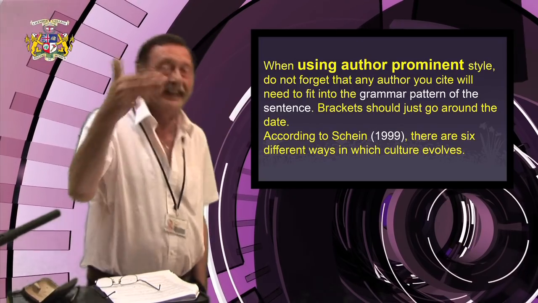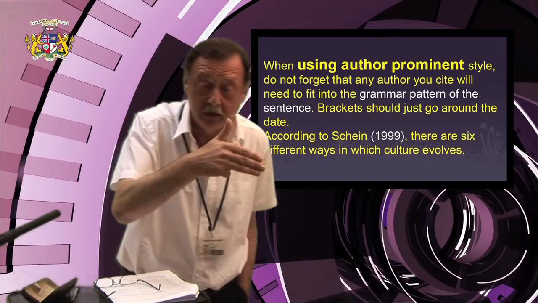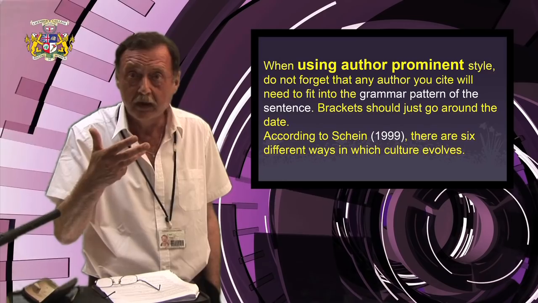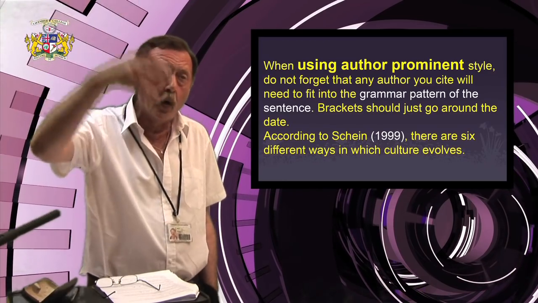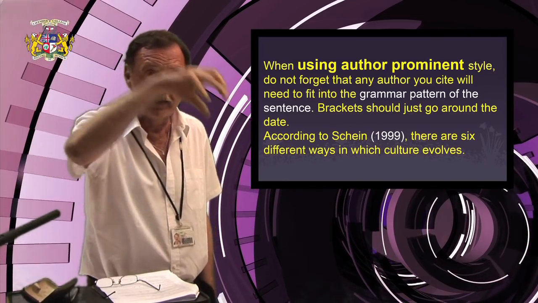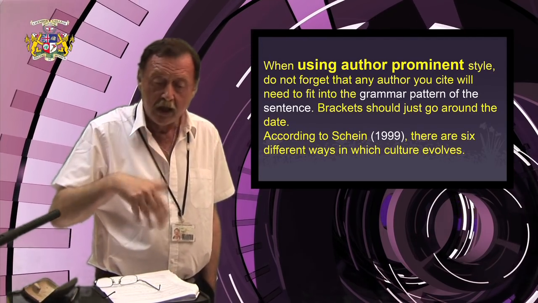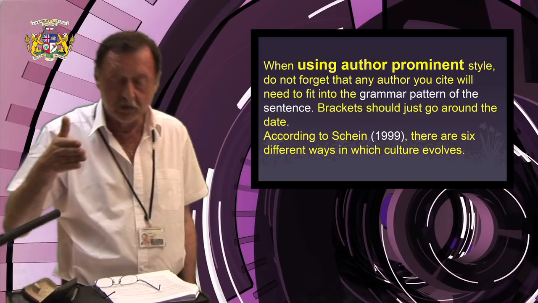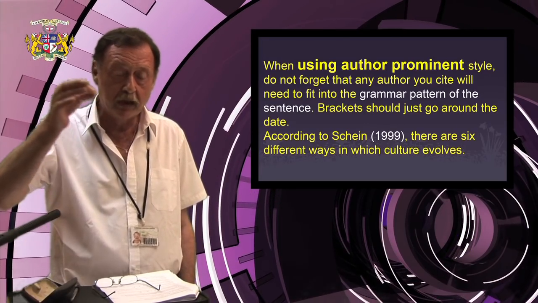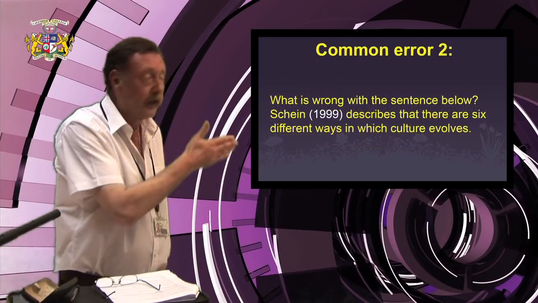Before it was according to bracket. Well, excuse me, brackets don't speak. Brackets don't give you information. So this is author prominent. The author fits into the grammar of whatever sentence you're saying. So according to Shine, brackets 1999, there are six different ways in which culture evolves. Small change, but important. Take a close look.